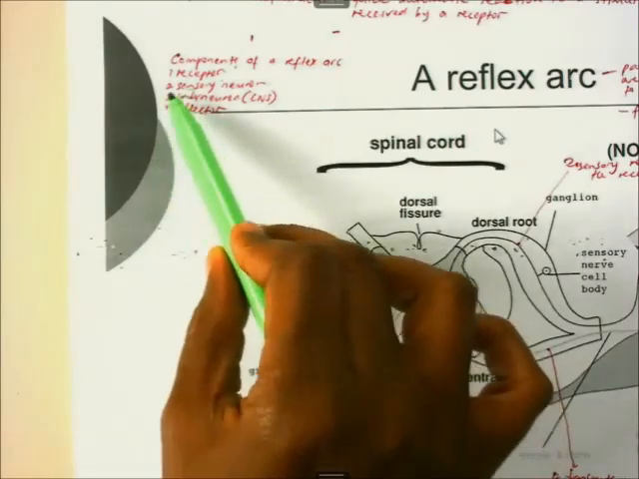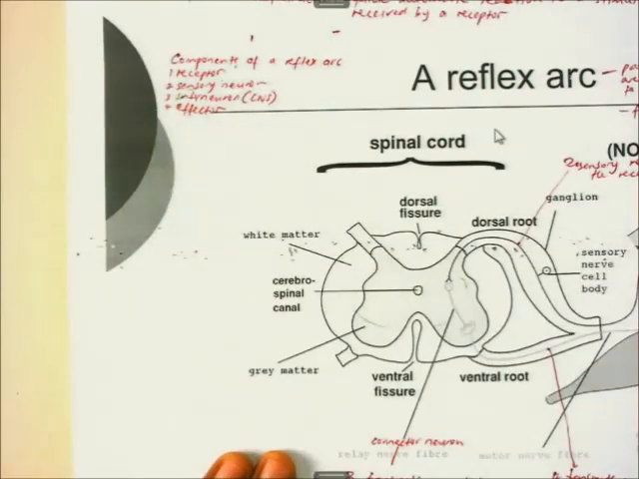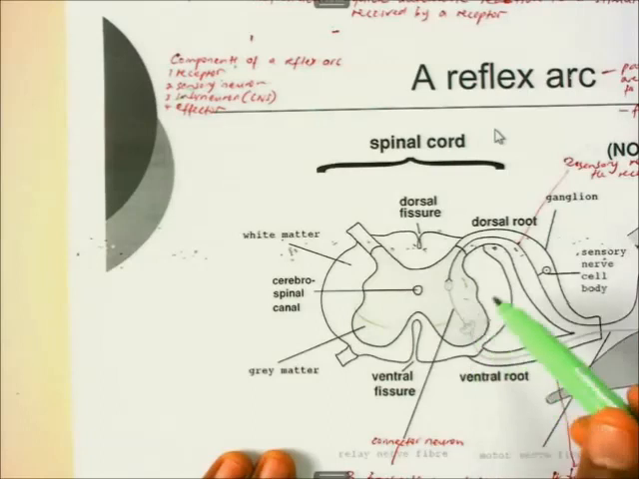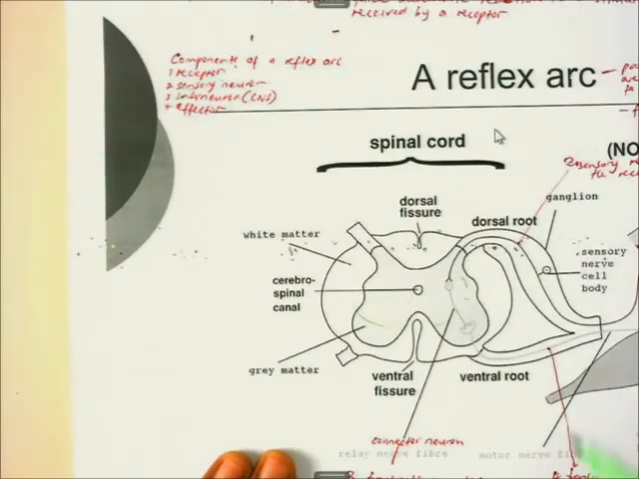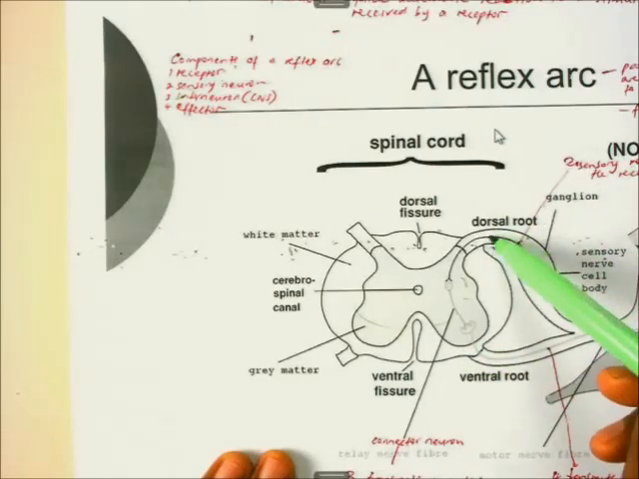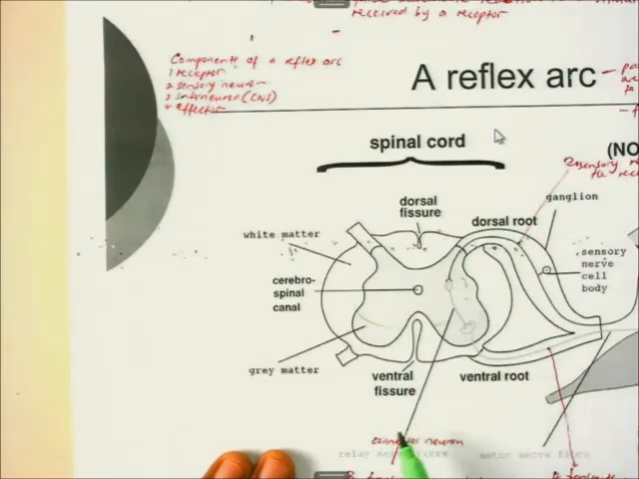And then another component of a reflex arc is an interneuron. The interneuron is found right inside the spinal cord. The function of this interneuron is to connect a sensory neuron to a motor neuron, or we can say it is to take impulses from the sensory neuron to the motor neuron.